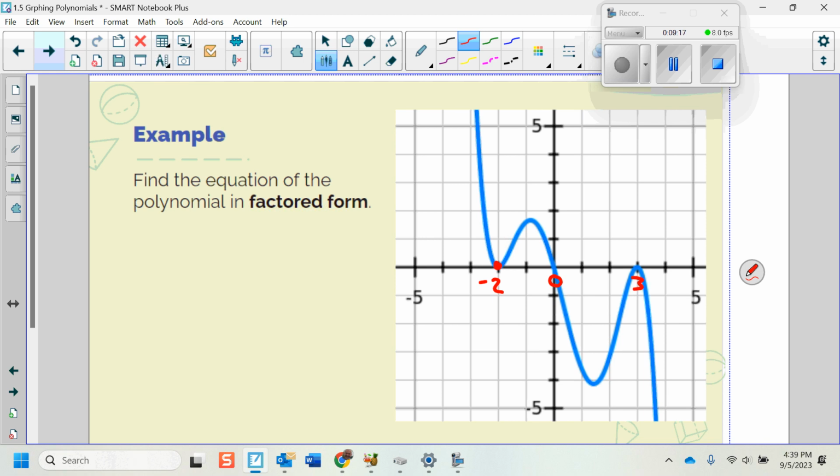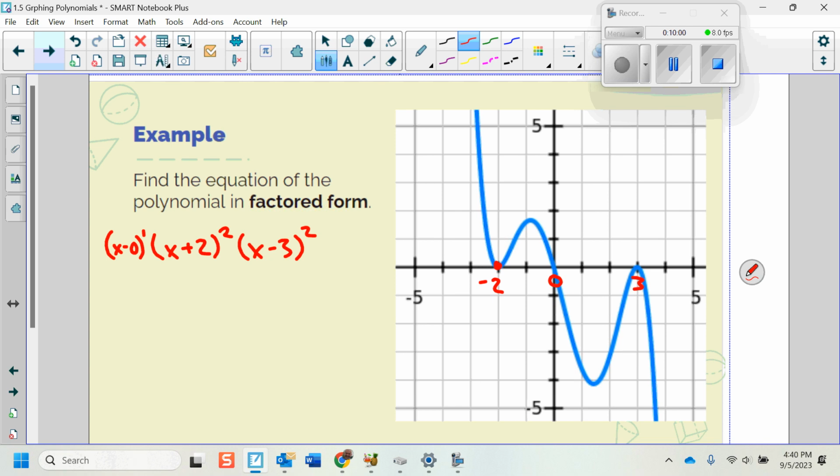This zero at -2 is bouncing off of it, so it's going to give me an x plus 2 as a root, with a multiplicity of 2. This one, x minus 0, I'm going to put out here as x minus 0, and it has a multiplicity of 1. And my other one, again, bounces off of it, so it's going to be x minus 3 as the zero, and it has a multiplicity of 2.